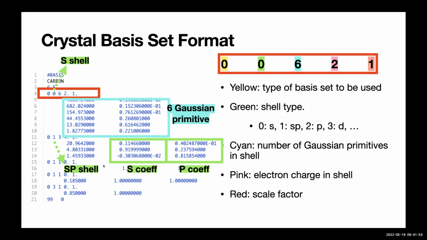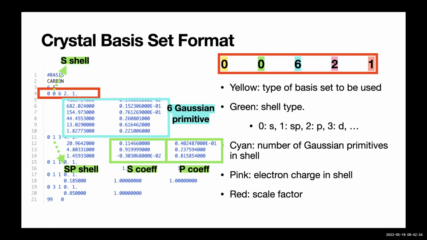In the more standard or general case, instead of putting 1, people usually put 2, so basically they have separate exponents for S and P. The third entry, 6 in cyan, tells you how many Gaussian primitives are in the specific shell we are looking at. In the cyan box we have 1, 2, 3, 4, 5, 6. That's where the 6 comes from. This is not the atomic number.